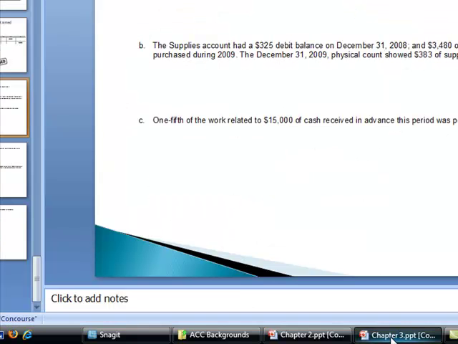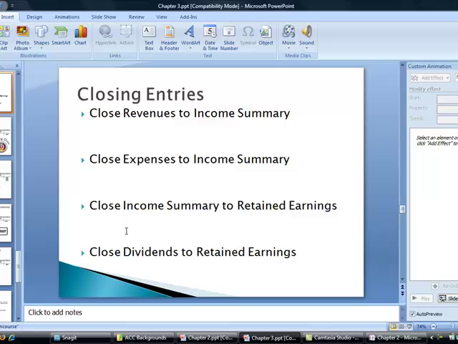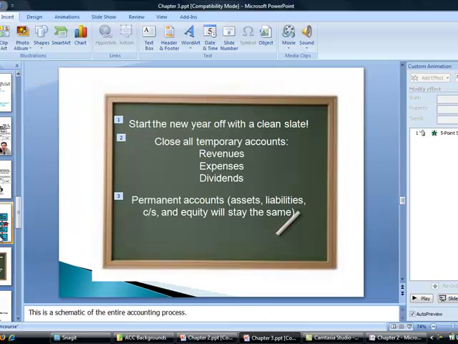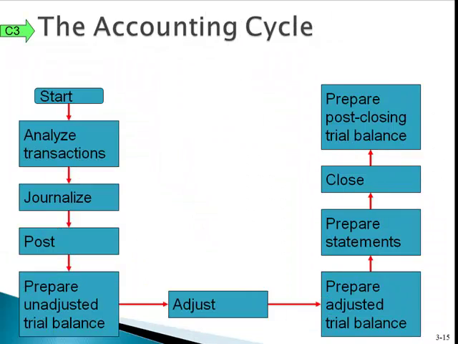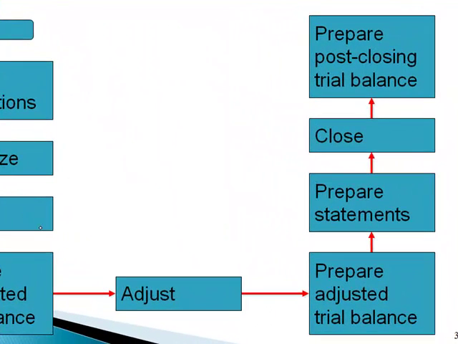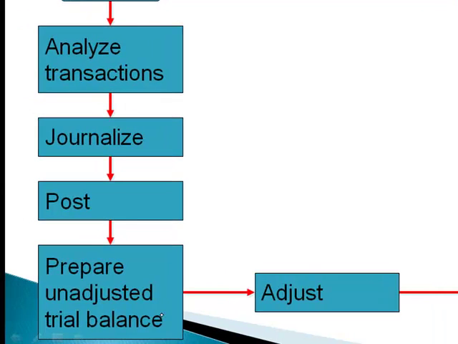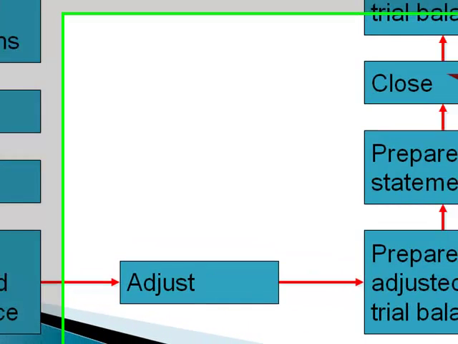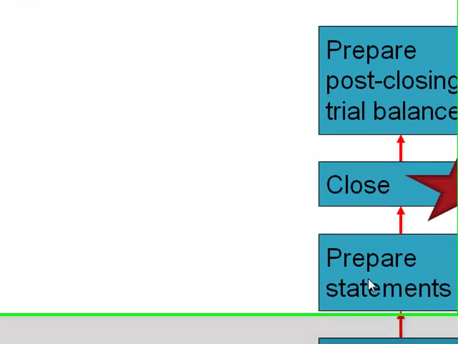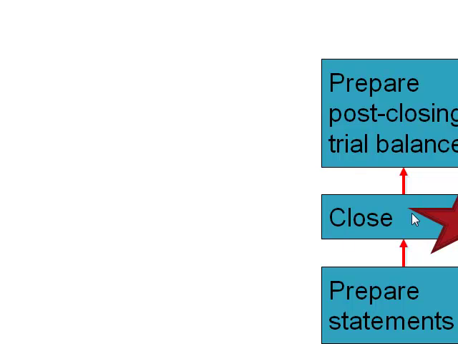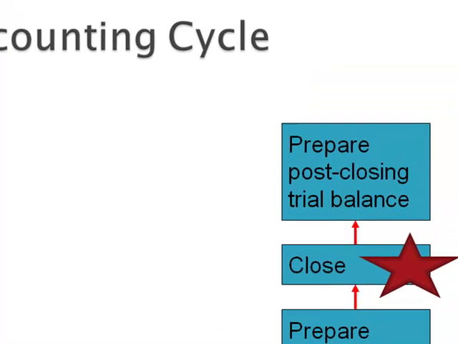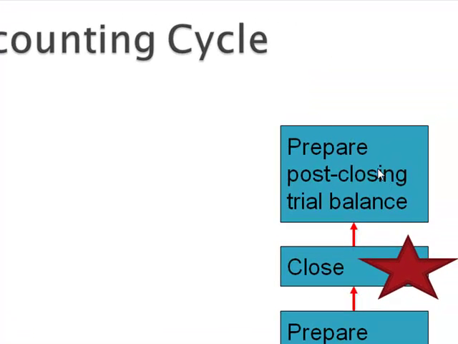And that is it for Chapter 3. That's pretty much the entire accounting cycle. We analyzed, journalized, and posted in Chapter 2. We prepared an unadjusted trial balance, and we looked at any additional entries that we needed to make when nothing really happened. It's just internal transactions. Then we prepared an adjusted trial balance. We made final financial statements, and then we closed out our temporary accounts, revenues, expenses, and dividends, and we prepared a post-closing trial balance.